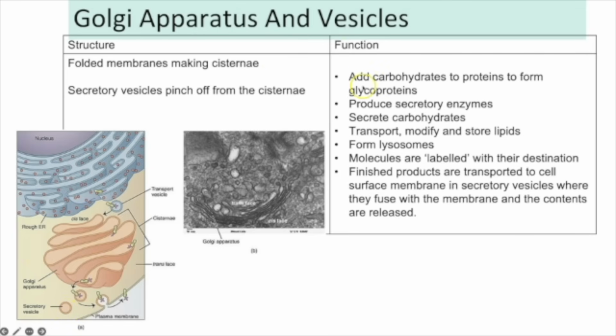The function then is, it's where we have the addition of carbohydrates to proteins to form glycoproteins. You also have the production of secretory enzymes. Carbohydrates are secreted. We have the transport, modification and storage of lipids. We get lysosomes forming. Molecules are labelled with their destination. And then finally, the finished products are transported to the cell surface membrane, which we can see here, in those secretory vesicles where they fuse with the membrane and the contents are released.